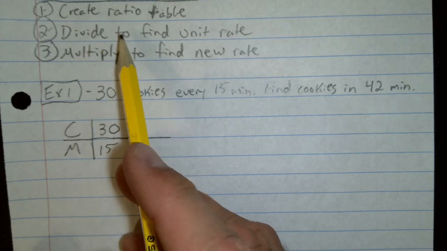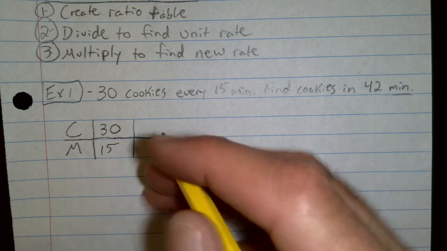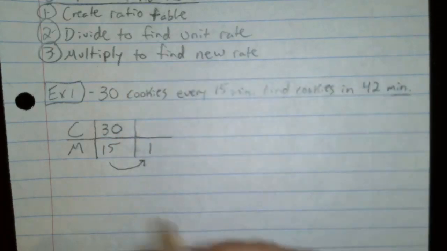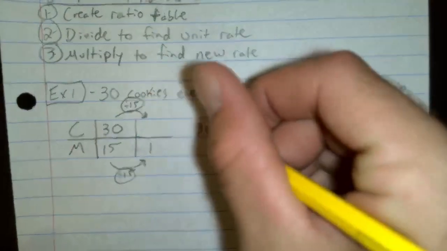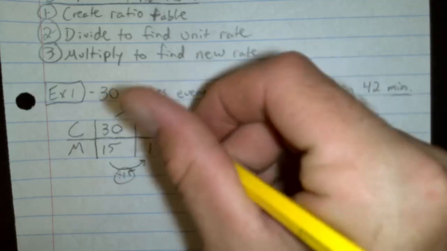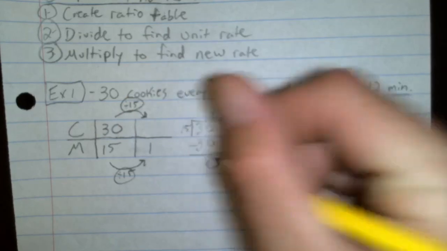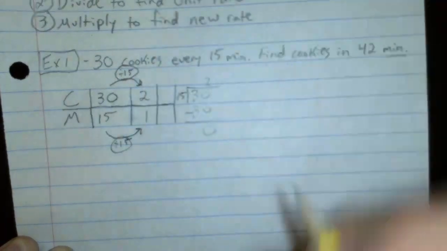Step 1 is finished. Step 2 says divide to find unit rate. We're looking at minutes, so we're going to find the unit rate in minutes. How do we get from 15 to 1? Divide by 15. And whatever we do to one side, we must do to the other. 30 divided by 15 is 2, so your unit rate is 2 cookies. Then draw one little box right there.